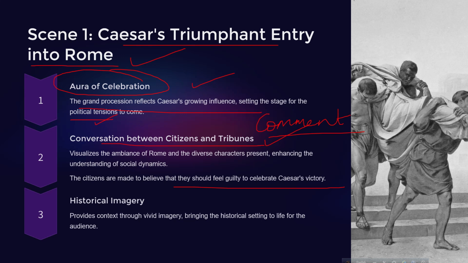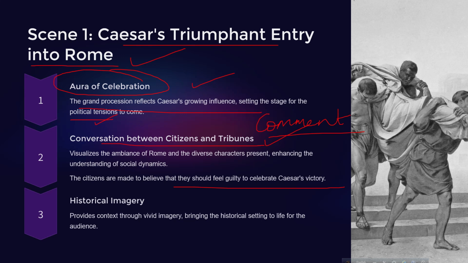So the tribunes actually scold the citizens in a very agitated manner. And he also told them that you have to go back to your homes. You all have to pray to God, so that God doesn't punish all of you because of this ingratitude that you have shown. And also in this scene, we understand the social dynamics.